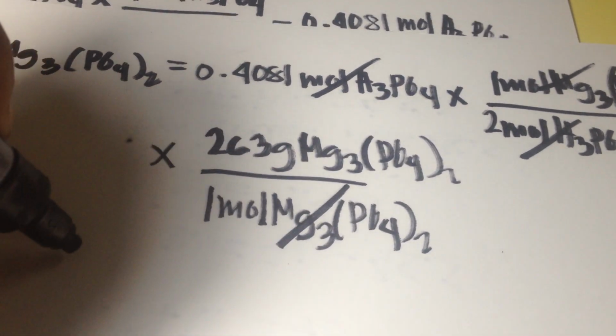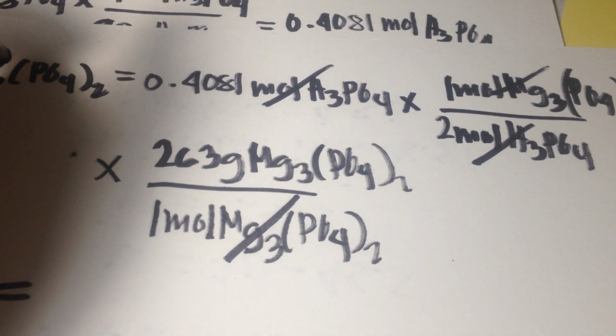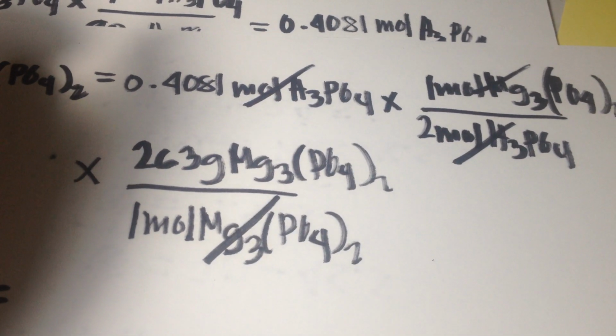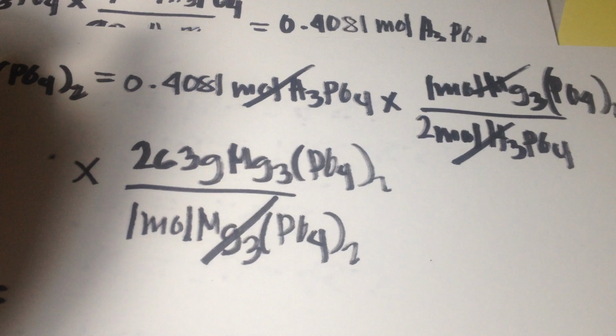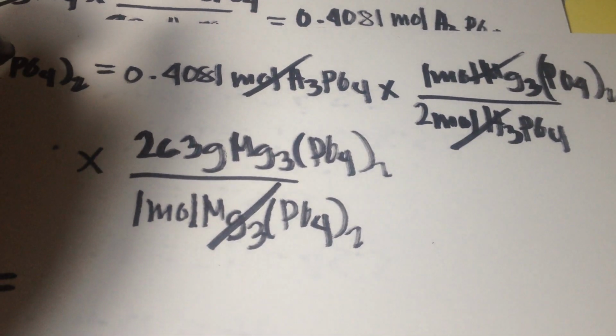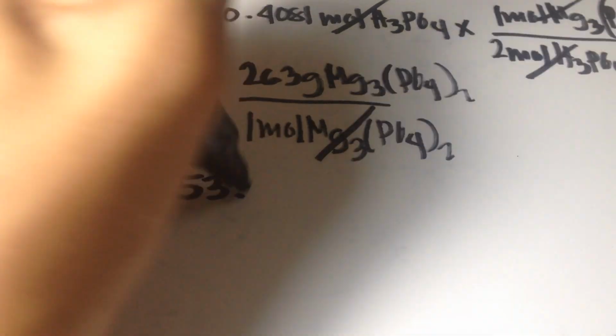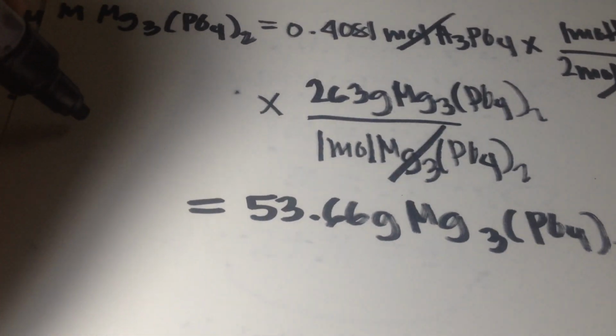So equals 0.4081 times 1/2 times 263 equals 53.66 grams of magnesium phosphate. Okay, this is for letter A.